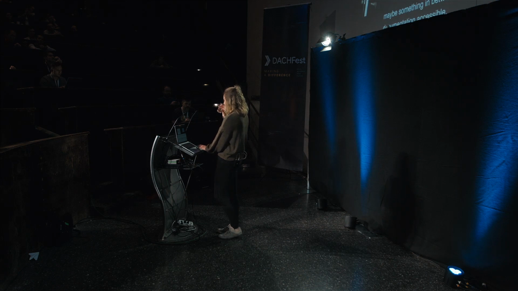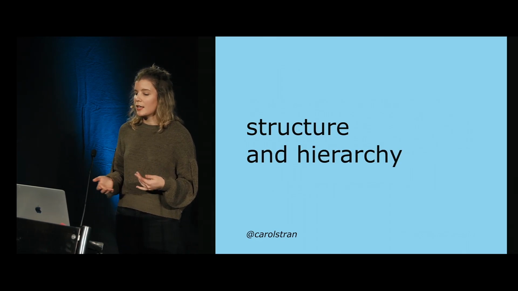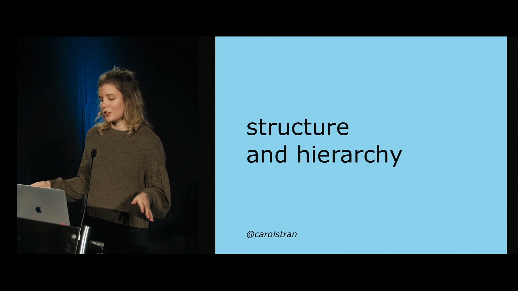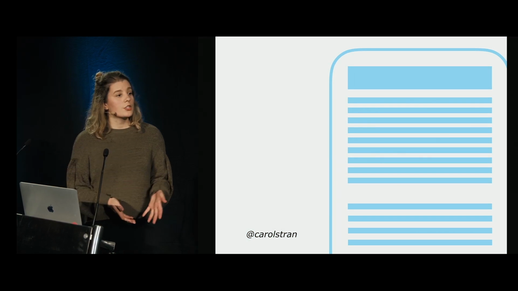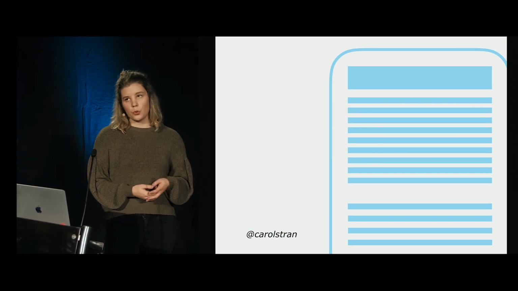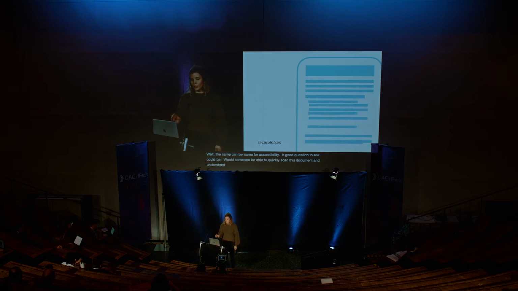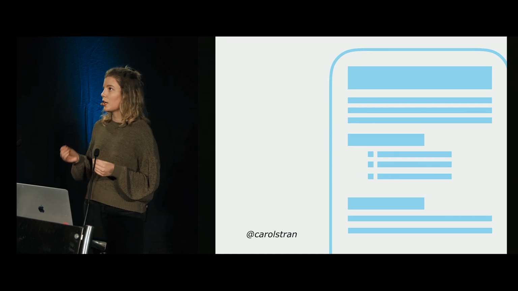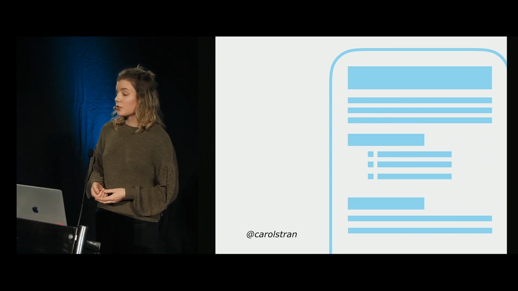But how do we actually accomplish this? Let's start with structure and hierarchy. There's a good chance that you've heard that well-structured content is the best foundation for great documentation. Well, the same can be said for accessibility. A good question to ask could be, would someone be able to quickly scan this document and understand the material? Using subheadings to differentiate different sections or breaking down text into short logical chunks helps sighted users, sure, but it can also help anyone using a screen reader.